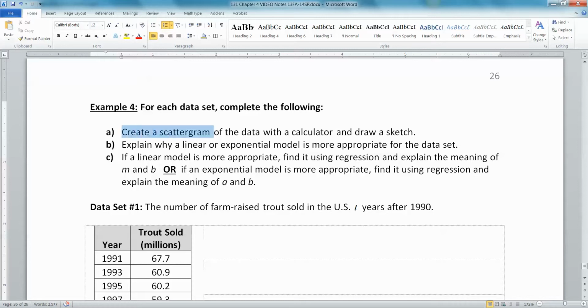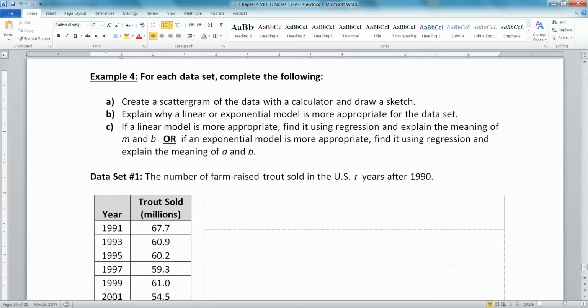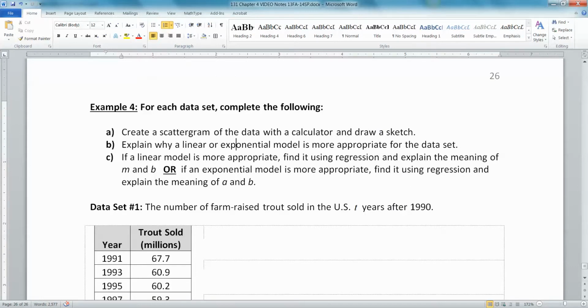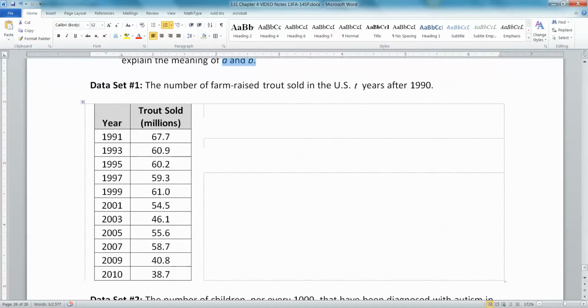So we're supposed to create a scatter diagram of the data with a calculator and draw a sketch. Explain why a linear or exponential model is more appropriate for the data set. And if a linear model is more appropriate, explain M and B again. Or if an exponential model is more appropriate, explain A and B. So we have data set number 1 here. This is the number of trout sold, farm-raised trout, in the U.S. at 2 years after 1990.